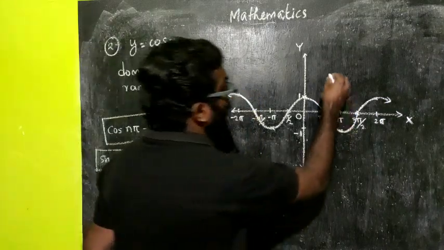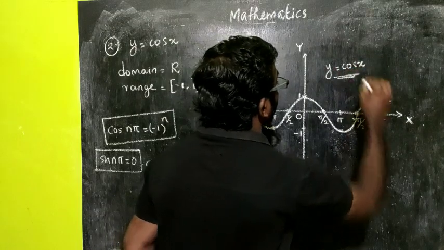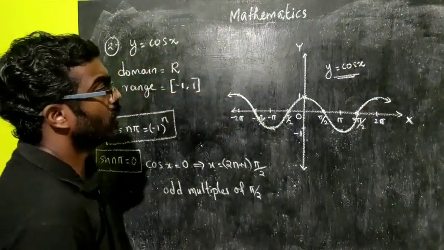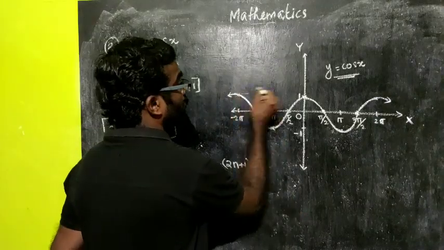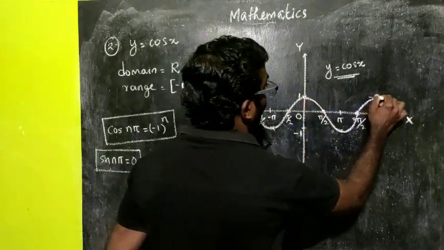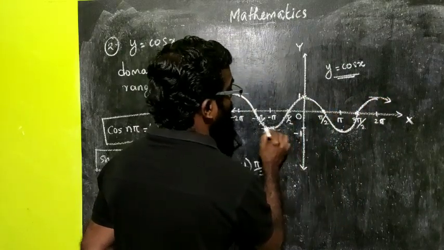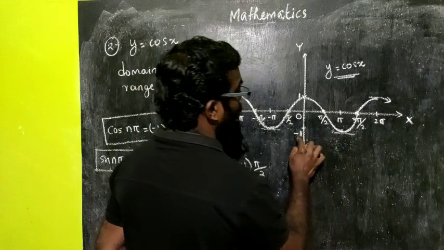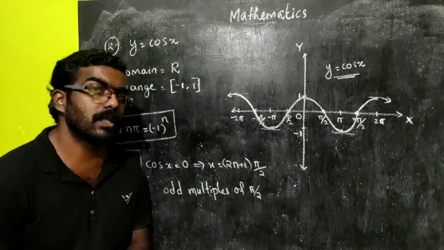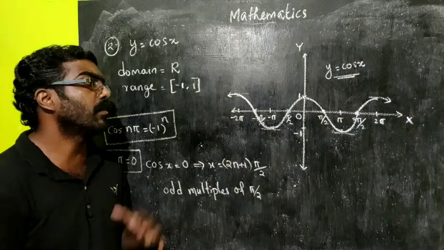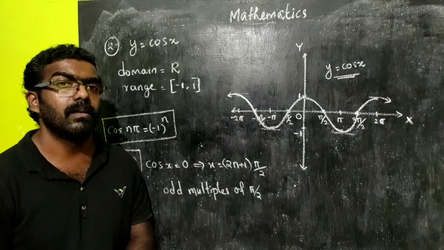So this is the graph of y is equal to cos x. Here also, the maximum value of the cos function is at these points. The maximum value is equal to 1 and the minimum value is equal to minus 1. The maximum value of the cos function is plus 1 and the minimum value of the cos function is minus 1.